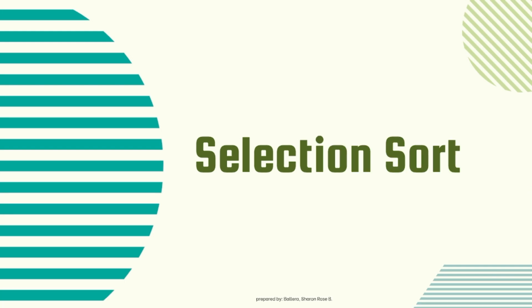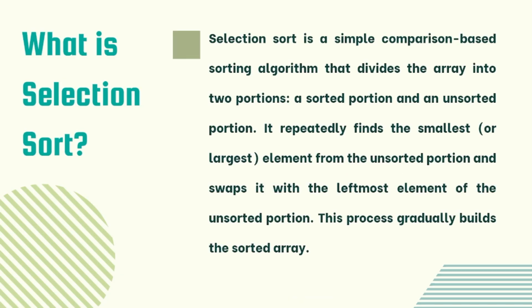So today we're going to discuss what is selection sort. Selection sort is a simple comparison-based sorting algorithm that divides the array into two portions, a sorted portion and an unsorted portion. It repeatedly finds the smallest or the largest element from the unsorted portion and swaps it with the leftmost element of the unsorted portion. This process gradually builds the sorted array. Later we're going to see how this works.